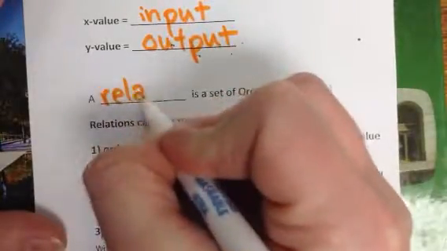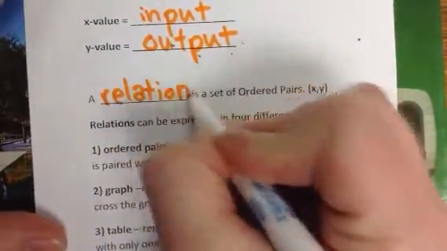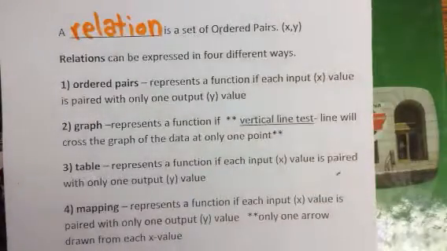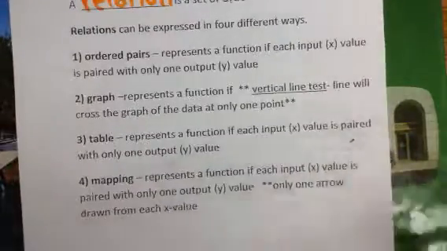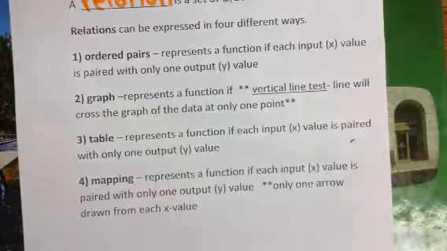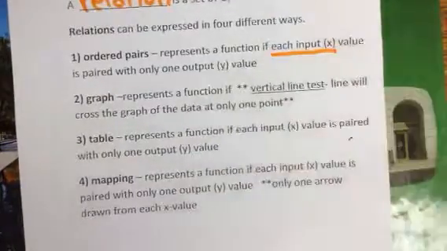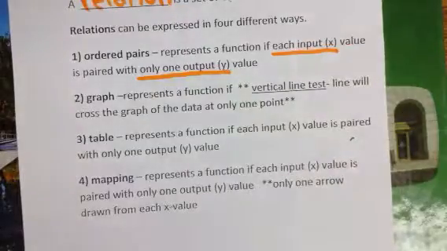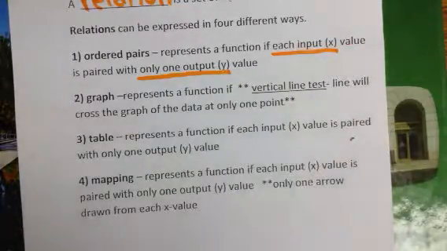A relation is a set of ordered pairs. So this just explains that they can show you those relations in those 4 different ways. The ordered pairs represents a function if each x has only one y value. A graph represents a function if it passes the vertical line test.